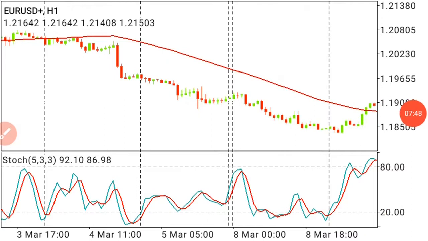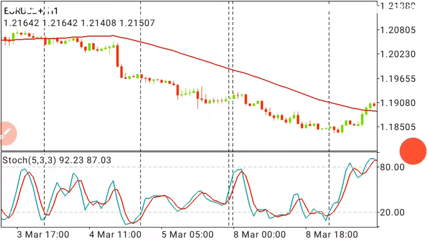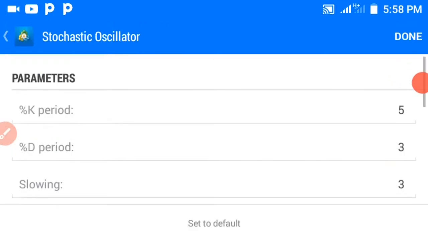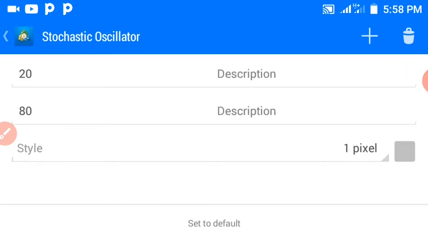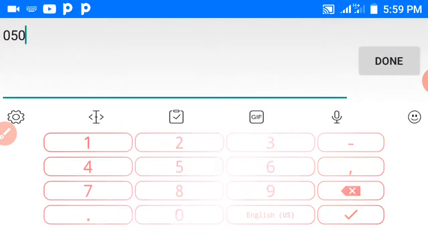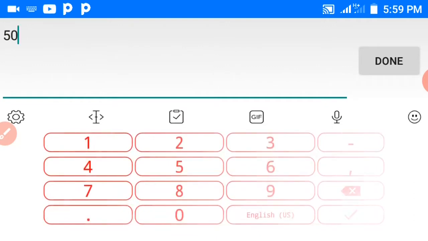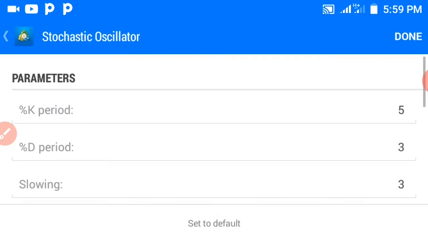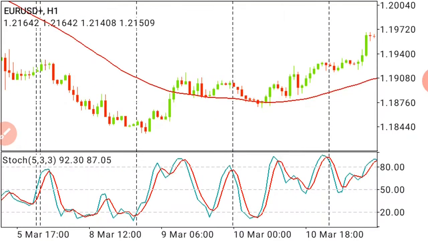Let me add the 50 line for those that don't have the 50 line. To add that 50 line, go to the levels, click on this pencil icon here, then click on this plus icon and add the 50 right here. Done. Then you can go back. Good. You can see the 50 line has now appeared.